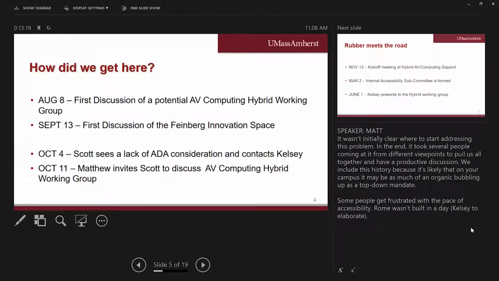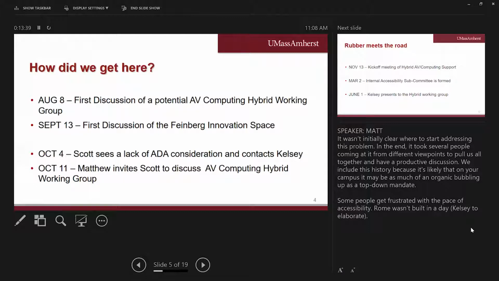But in parallel with that, Scott was working on this new Feinberg Innovation Space, and some of these questions were coming up then. Scott saw the lack of ADA considerations in that and began talking with Kelsey. At the same time, I was bringing Scott into this AV computer hybrid working group.